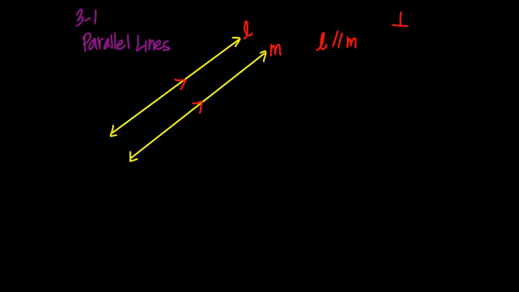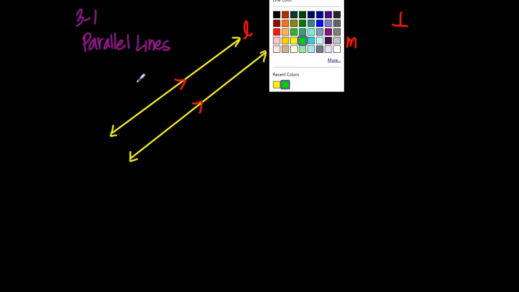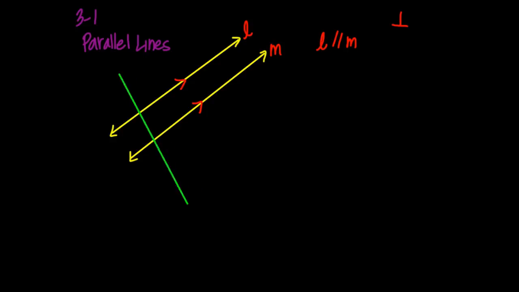Let me go ahead and draw another line through here just so you can see the difference. Let's make this one green. So there's a line intersecting lines M and L, and it is obviously not parallel to M and L. It's also not perpendicular. All right, so parallel lines are in the same plane and they never cross. So I have line L is parallel to line M.